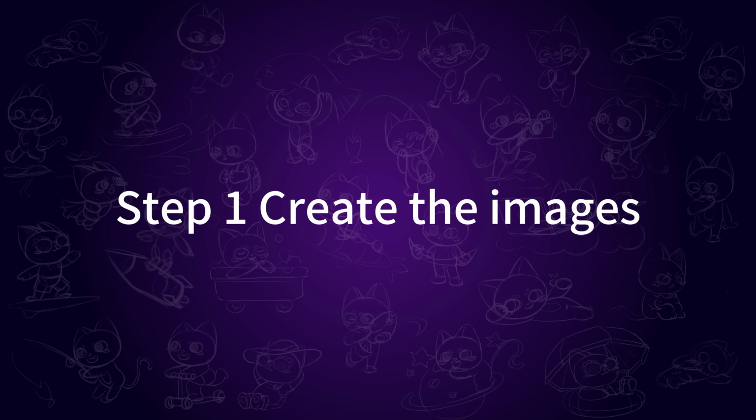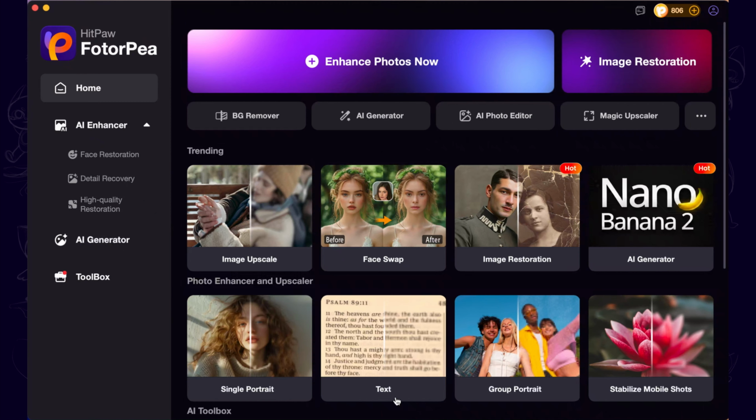Step 1. Create images. Firstly, we need to prepare some images of micro-animal POV in realistic style. Actually, we can use HitPaw Photopea to do that easily. I will put the official access link in the description.